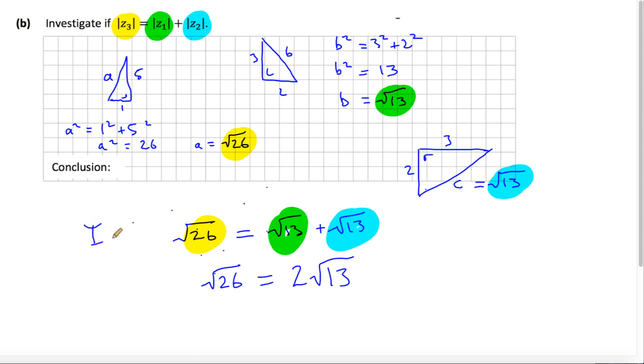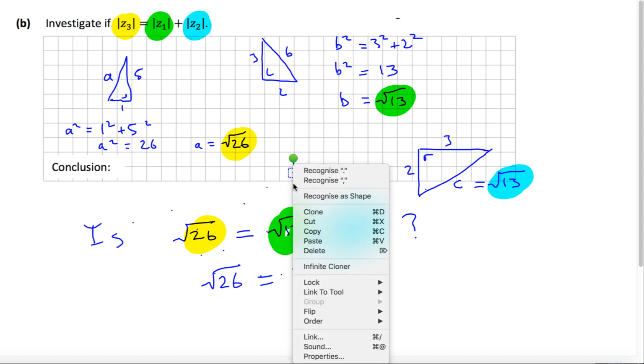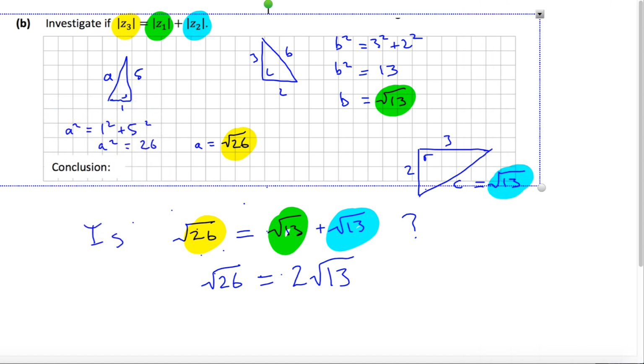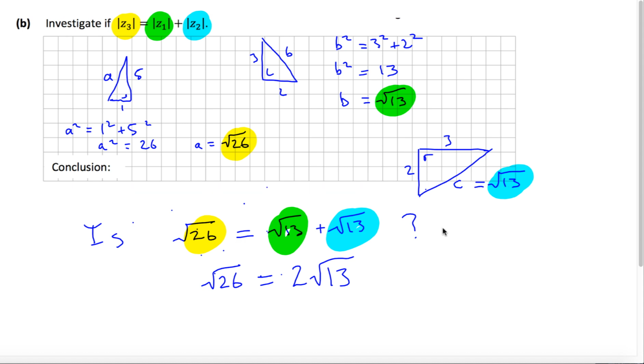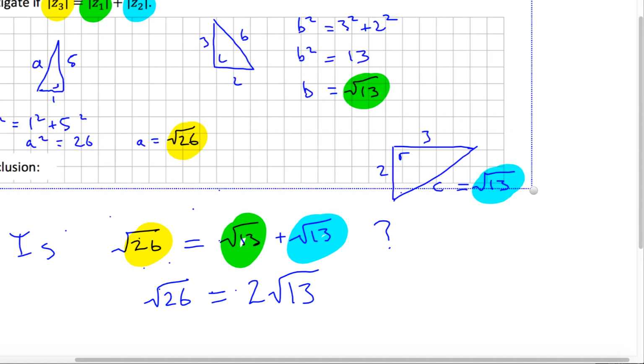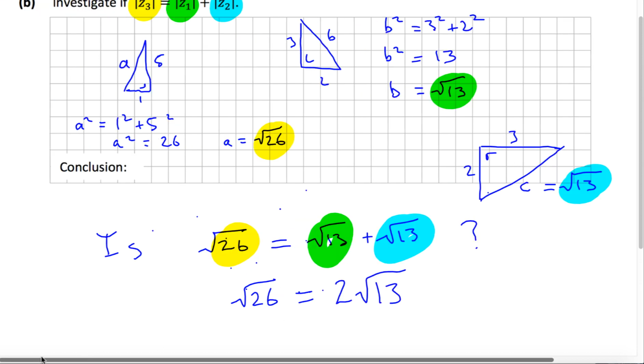I suppose we should make this a question. Is this equal to that? Well, you can do this in your calculator. Root 26, if you express it as a decimal, is 5.09, and 2 root 13, if you express it as a decimal, is 7.21. So the answer here is that it's not equal to that.